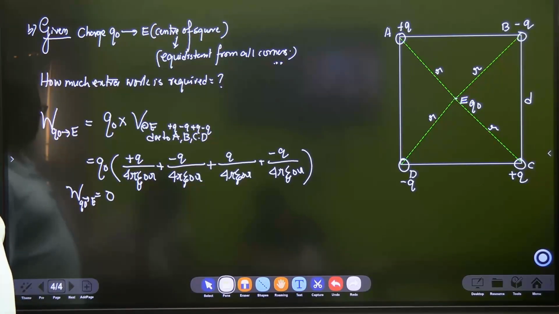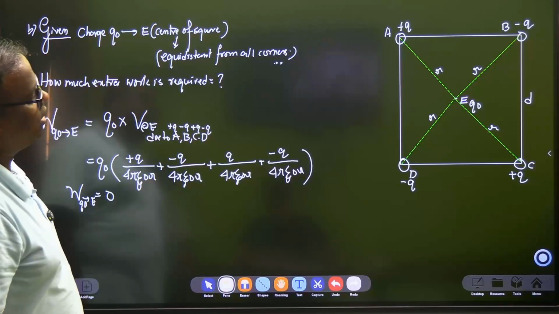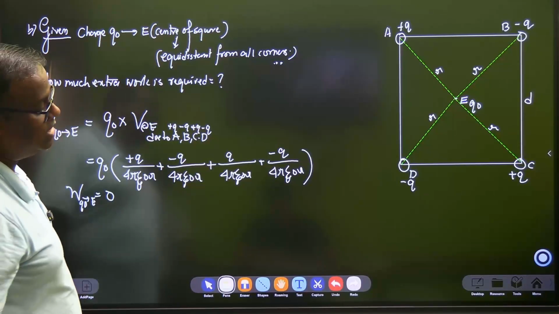Elaborate problem. Understood how to do such problems. Bring each charge individually, considering all the charges present in its vicinity.